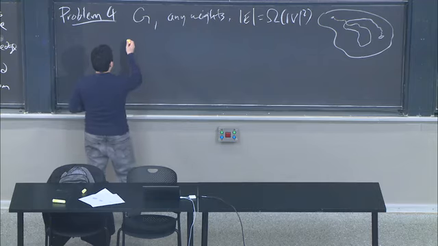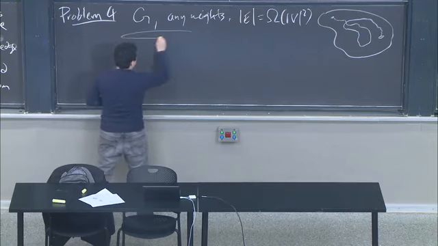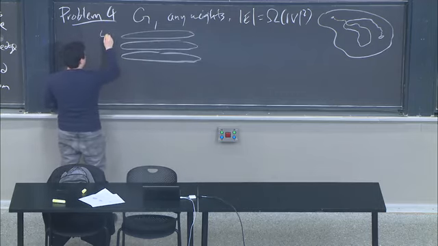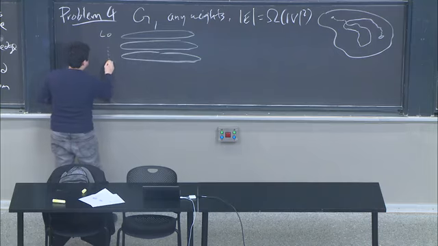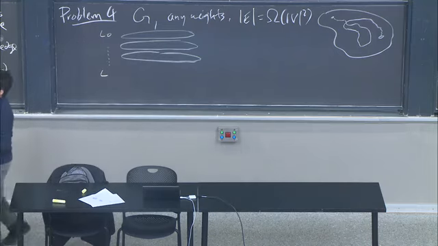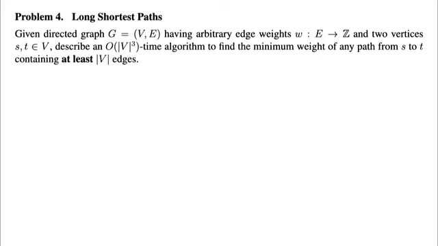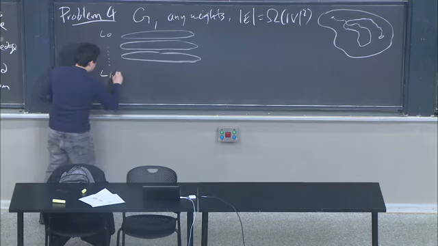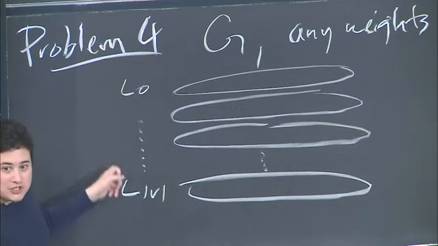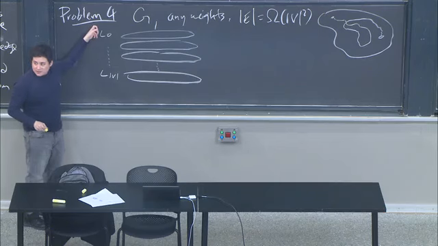So let's say I have multiple layers of the graph. This is the idea. Maybe we start at level 0, down here to level, how many edges do I want? I want V edges, so I'm going to have V plus 1 levels. How many levels are there? There's V plus the 0, yeah?